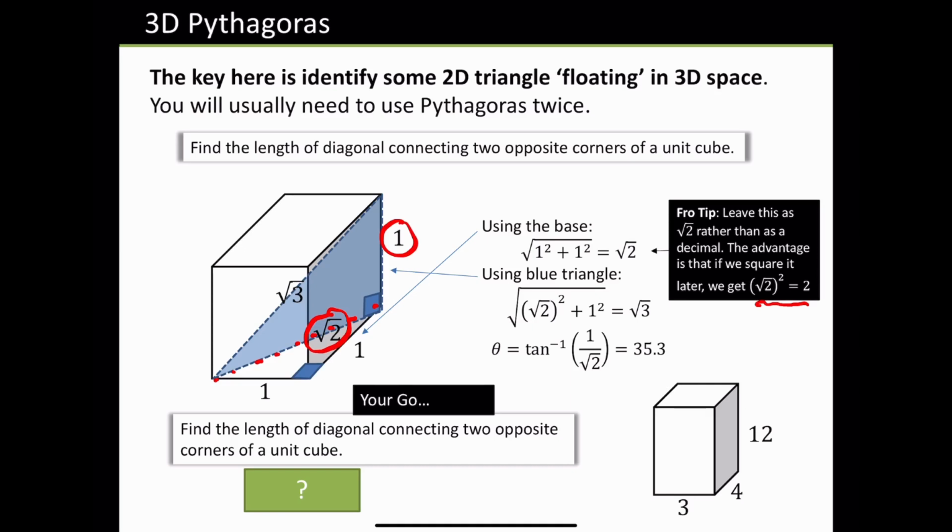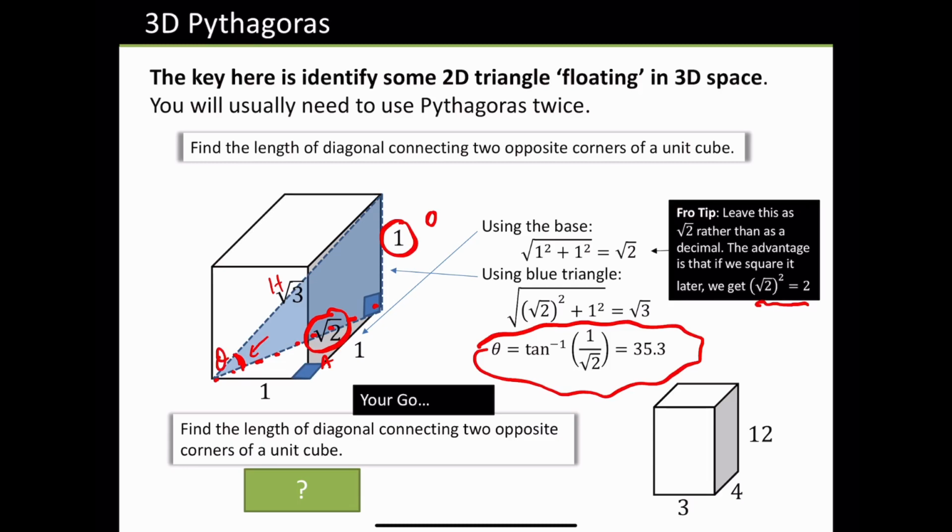So what else can we use to work it out? We can also work out an angle. Angle theta is tan inverse of 1 over root 2. So what have we actually worked out here? Which angle have we worked out? Opposite, adjacent, hypotenuse. So we've actually worked out this one here. This would be angle theta. That's what we've done here.